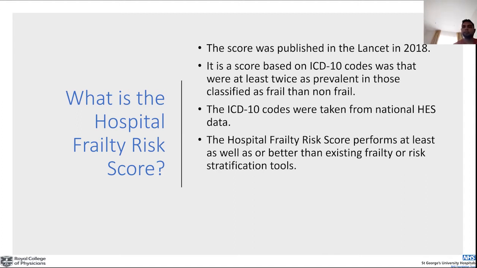It is a score based on ICD-10 codes that are recorded after a patient has been discharged from hospital by hospital coders based on their notes and their discharge summary. And actually, in the original study, they showed that these particular codes, which they attached a score to, were at least twice as prevalent in the frail group than the non-frail, and actually performed similarly to existing frailty scores.